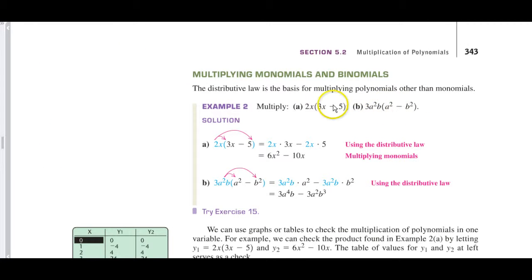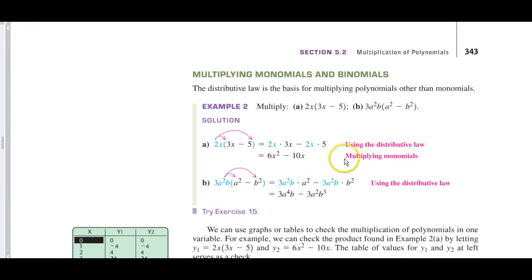Now, when we multiply a monomial by a binomial, we're using the distributive principle from way back in algebra, and they're showing it here nicely. This times this gives you 6x squared. Now watch the sign. A positive times a negative gives you a negative 10x. Here again, the same thing. Carefully watching the signs, you get your answer.